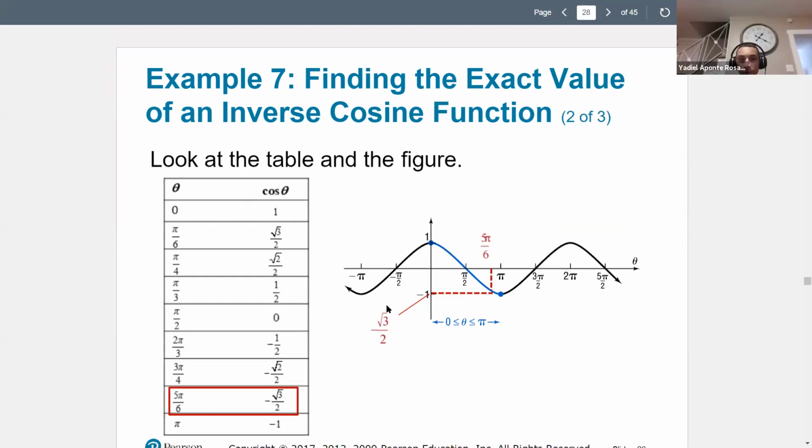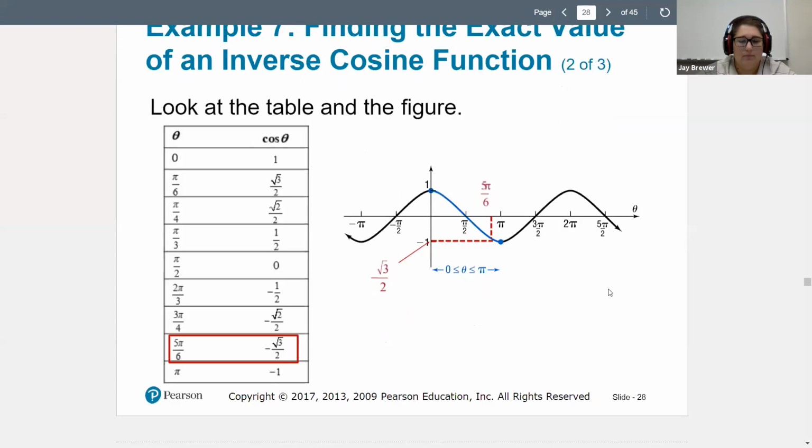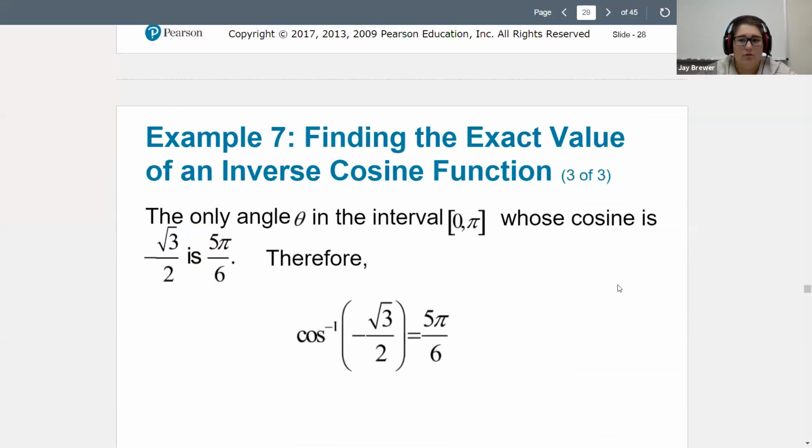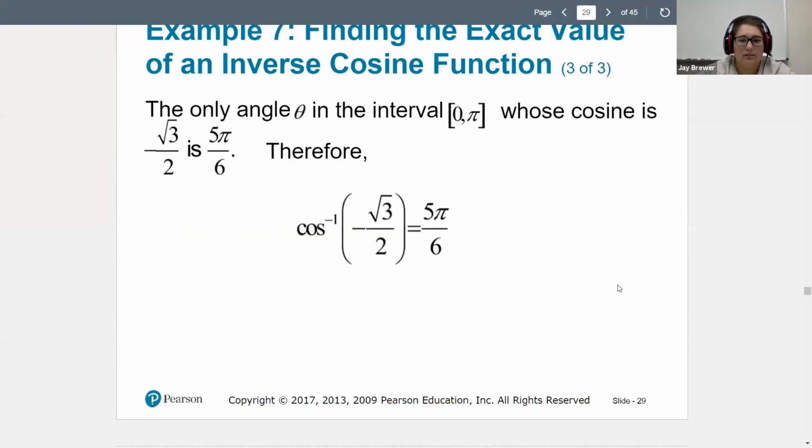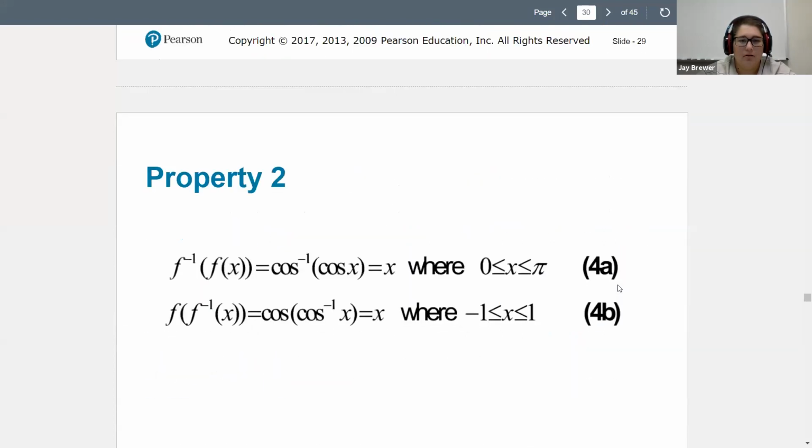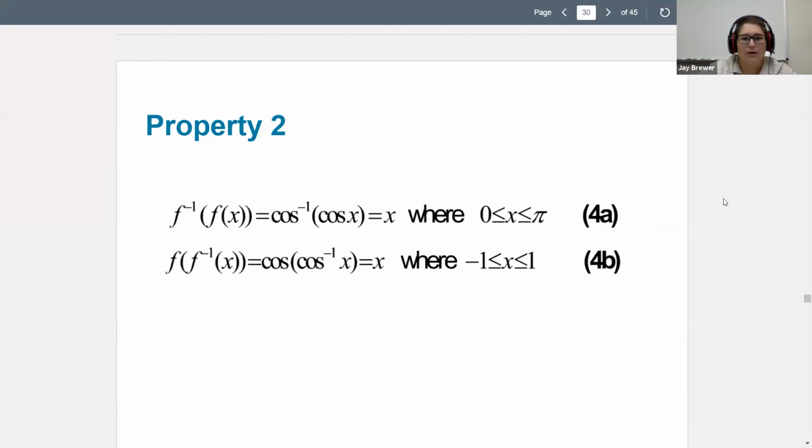5/6, right? Yep, 5 pi over 6. It falls within, so it's allowed. If you guys need to draw this out every time, you certainly can. Like I said, you can use the calculator as well as a check. All right. Property number 2, write it down.